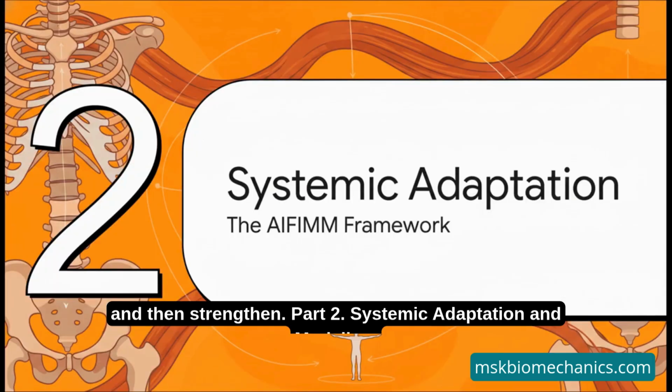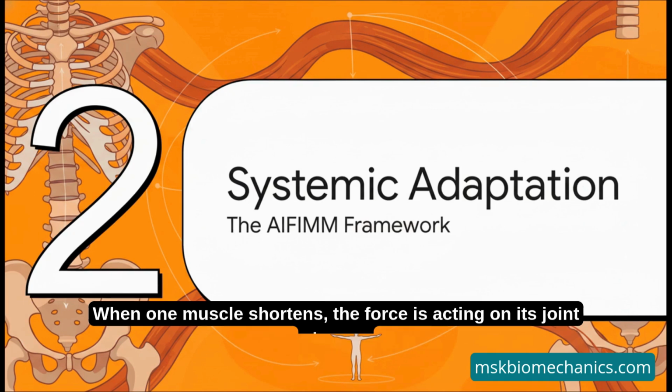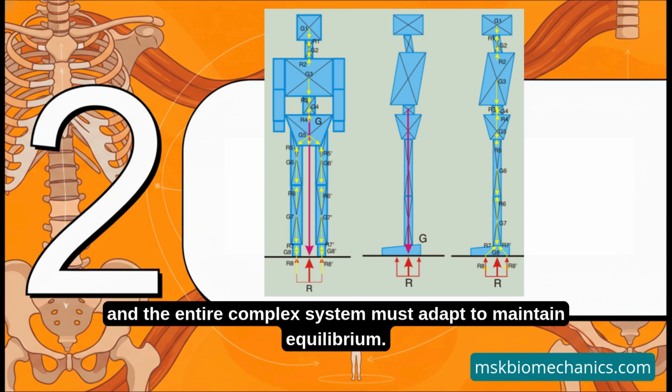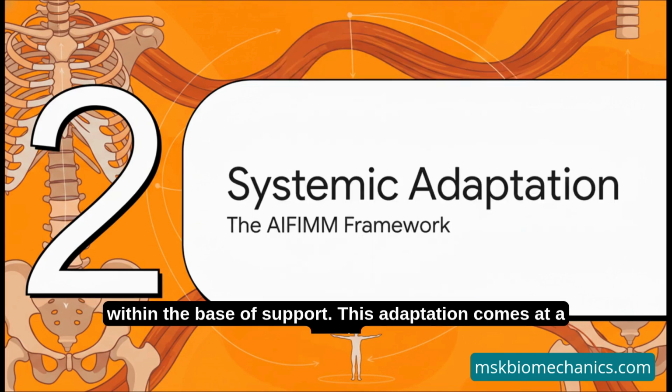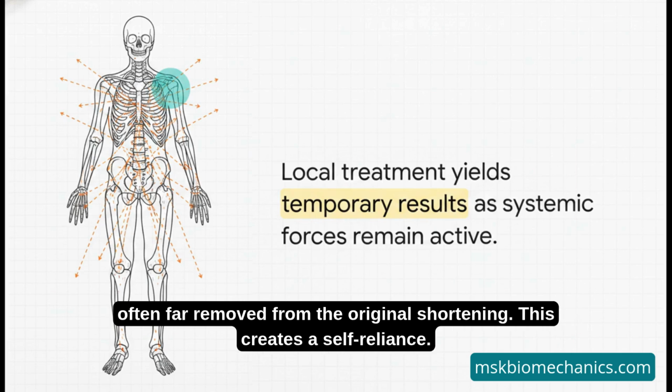Part 2. Systemic adaptation and modeling, complex systems, and the AIFIM framework. Muscles do not shorten in isolation. When one muscle shortens, the forces acting on its joint change, and the entire complex system must adapt to maintain equilibrium. The body redistributes loads simply to keep the center of gravity within the base of support. This adaptation comes at a cost, which is the loss of physiological joint alignment in other segments, often far removed from the original shortening. This creates a self-reinforcing cycle.